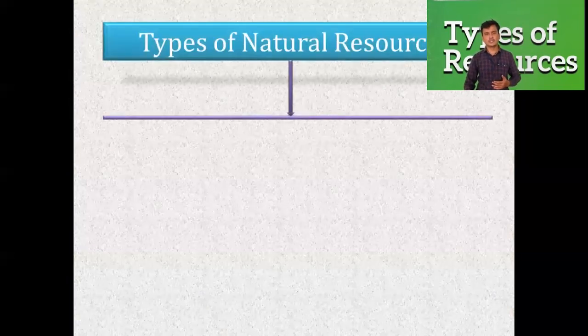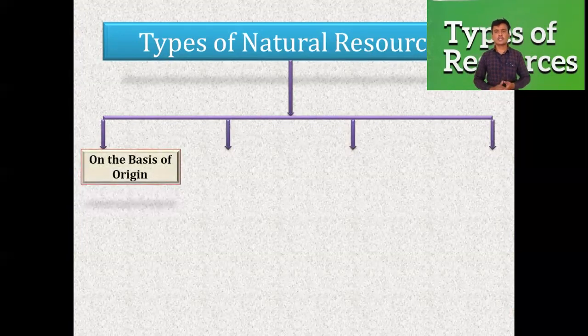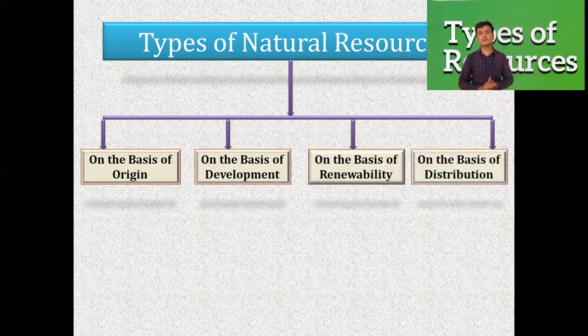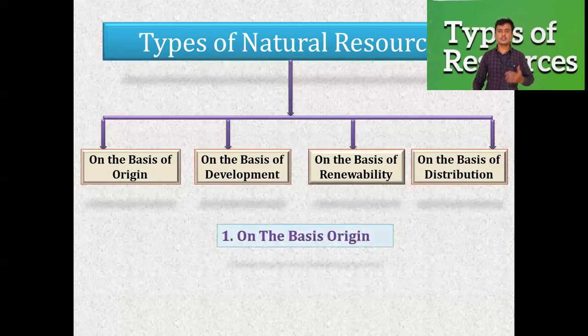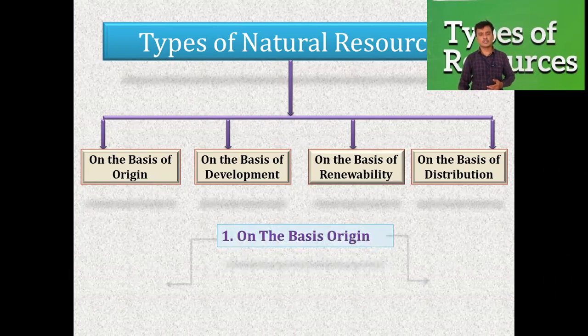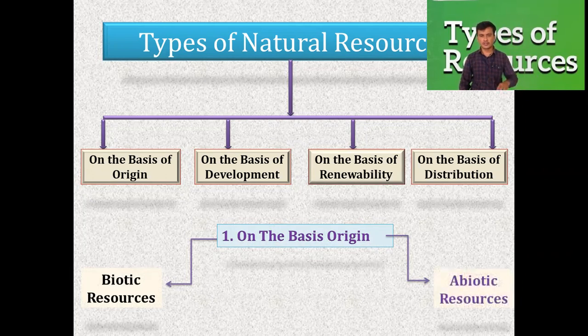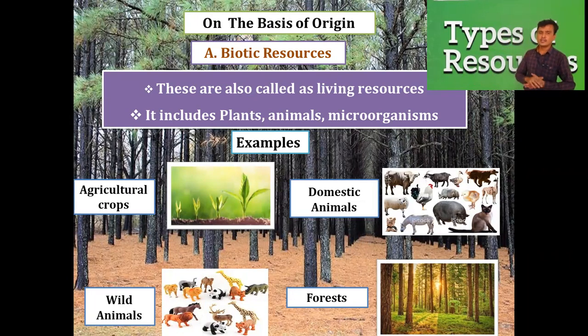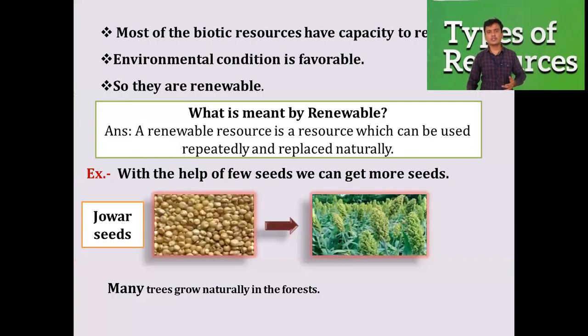Types of natural resources. There are 4 types of natural resources: on the basis of origin, on the basis of development, on the basis of renewability, and on the basis of distribution. First of all, we are going to learn on the basis of origin. There are again 2 subtypes: biotic resources and abiotic resources. The first one is biotic resources. These are also called living resources. They include plants, animals, or microorganisms.